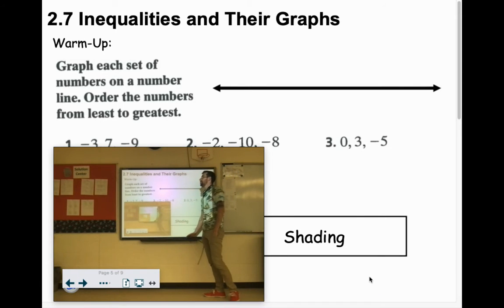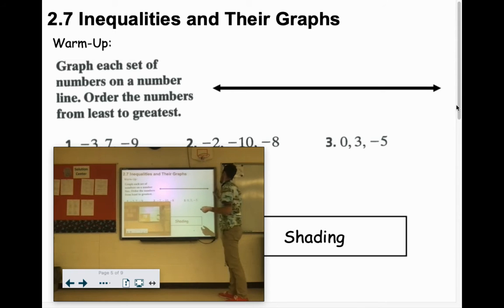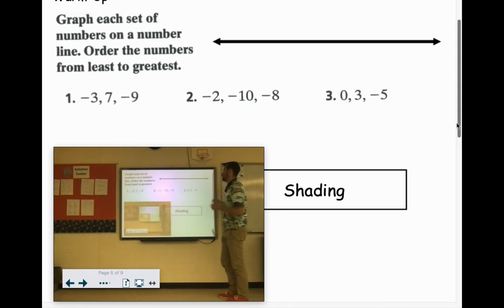Graph each set of numbers on a number line. Order the numbers from least to greatest. Today we're getting into inequalities, your less than, greater than, less than or equal to, greater than or equal to. Get excited. So we're going to put these on a number line, and then we'll put them in order from least to greatest. We're going to put them all on the same number line.